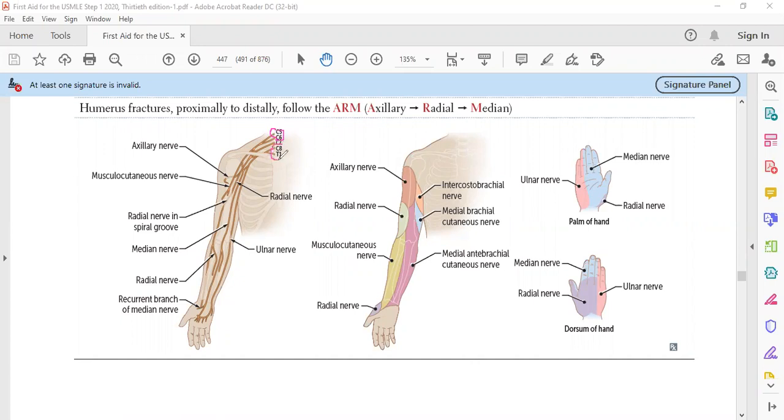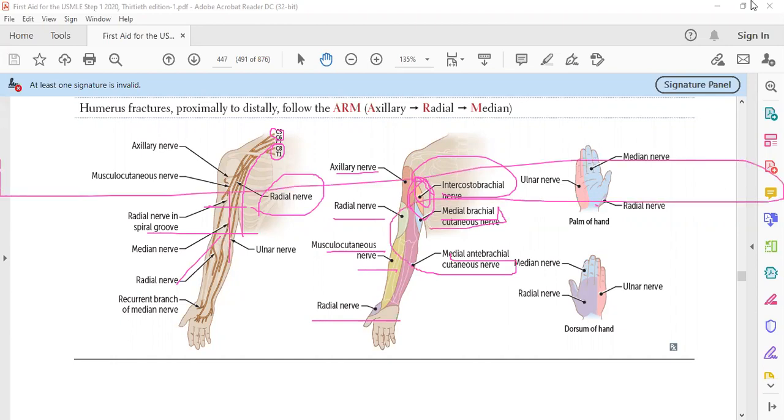And C8 to T1 forms the radial nerve. Okay, and then we have the radial nerve in the spiral groove. And then we have the median nerve, radial nerve, ulnar nerve, axillary nerve, radial nerve, musculocutaneous nerve, radial nerve. The intercostobrachial nerve is here near the axilla. Then you have the medial brachial cutaneous nerve and the medial antebrachial cutaneous nerve. Sorry.